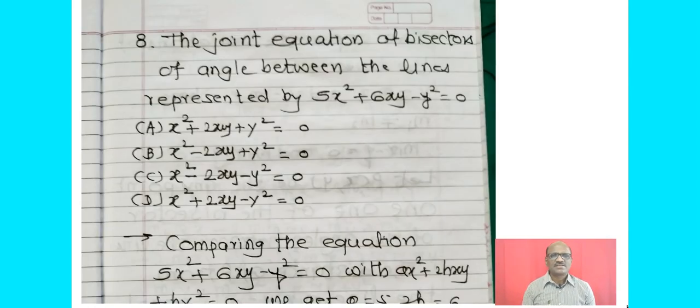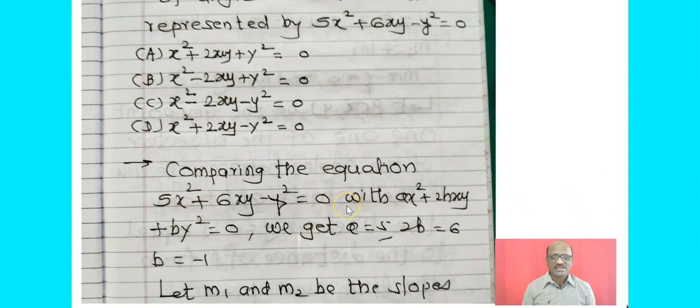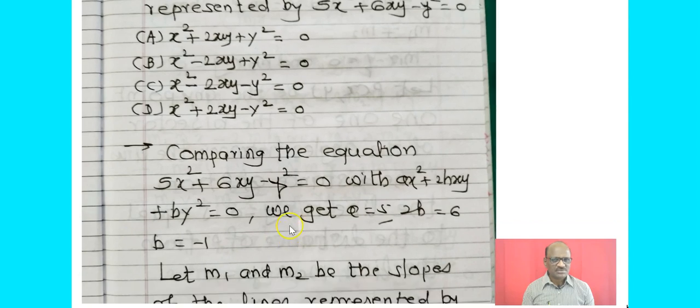It's a pair of straight lines. The joint equation of the bisectors of the angles between the lines represented by 5x square plus 6xy minus y square is equal to 0. Now comparing this equation with the standard equation ax square plus 2hxy plus by square is equal to 0, we get the value of a is 5, 2h is 6 and b is equal to minus 1.